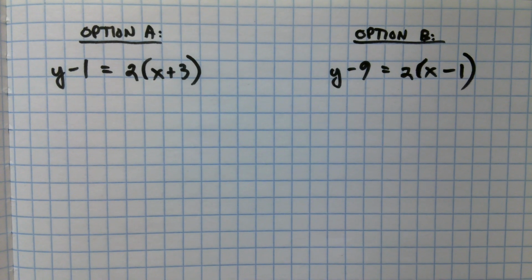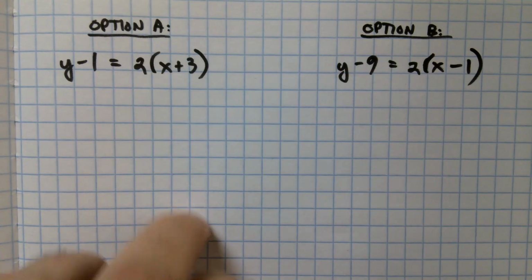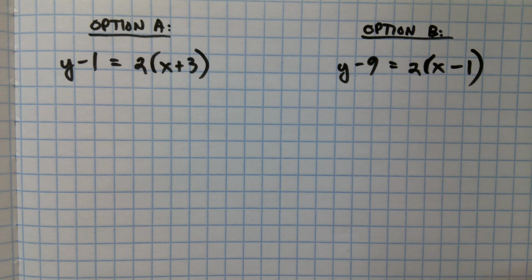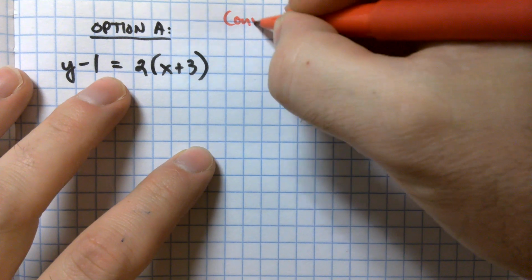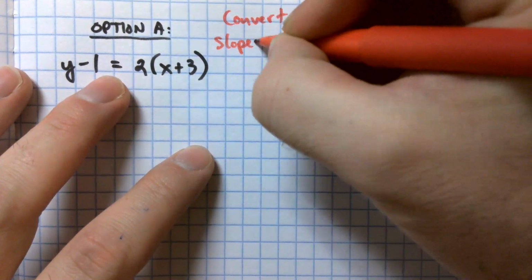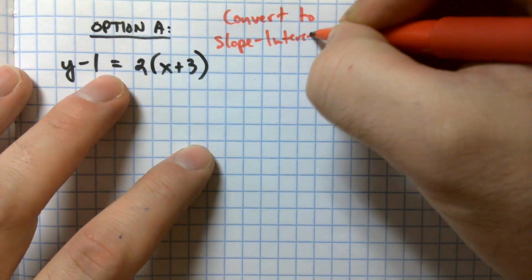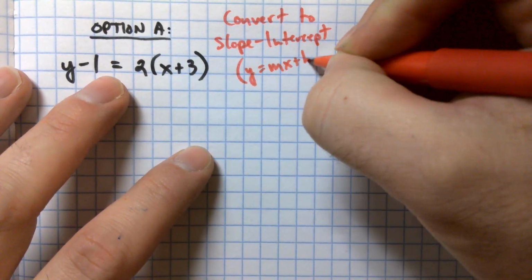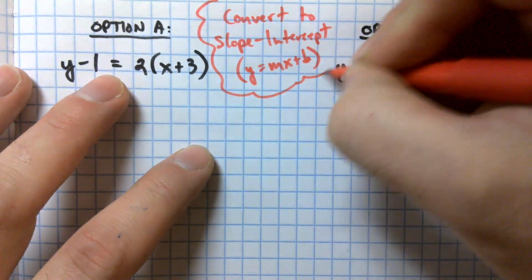Again, if you have room on that page, just keep going. You don't have to rewrite this. I just had to move it over. What we're going to do is try and convert to slope-intercept form, which is y equals mx plus b.